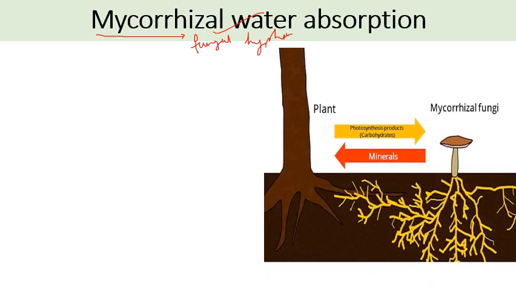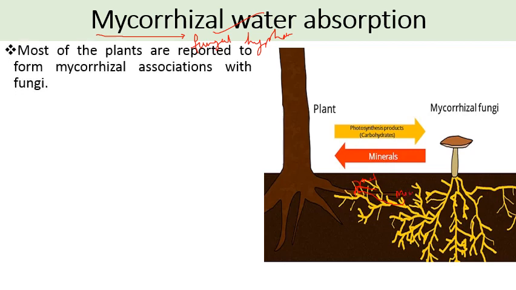Next is mycorrhizal water absorption. As we know, there are certain plants or trees which lack root hairs. So they require association with fungal hyphae, and they absorb water with the help of these fungal hyphae. This absorption with the help of fungal hyphae is known as mycorrhizal water absorption. A lot of trees or plants show association with fungal hyphae, and these fungal hyphae act as root-hair-like structures and help in increasing the surface area of the root and in absorption of water and minerals.